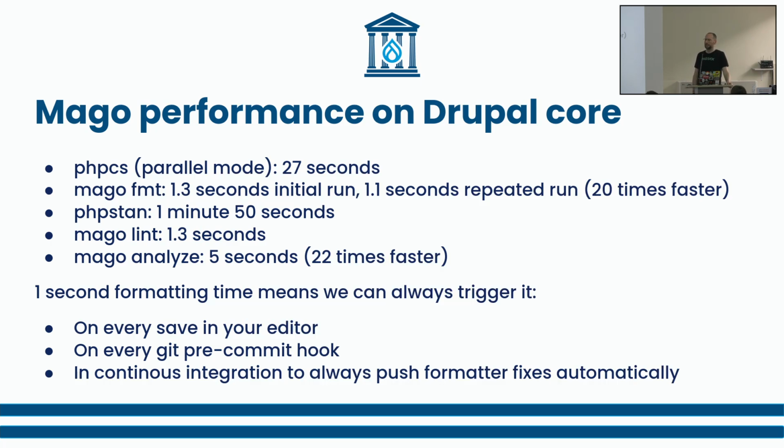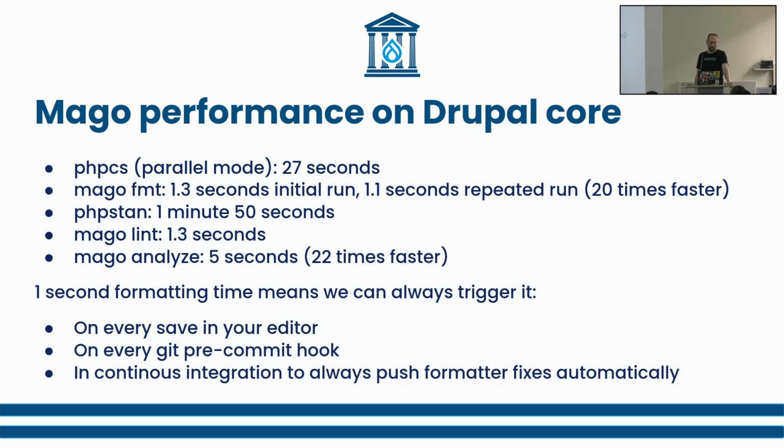If you compare PHPStan, it runs roughly in 2 minutes, but Mago lint, where we just do the lint check, is at a similar speed to the format. It runs in 1.3 seconds, and the analyze is a little bit slower because it needs to build the abstract syntax tree of all the included code you have. It runs in 5 seconds, which is still a lot faster.